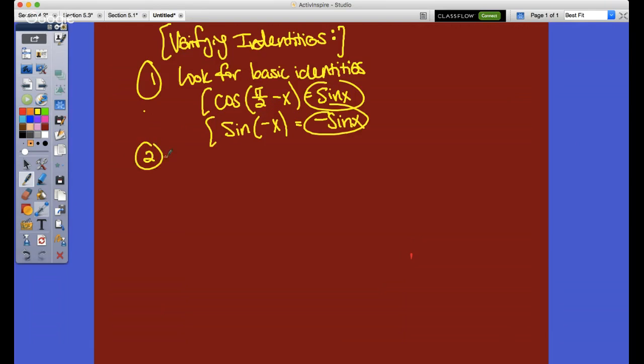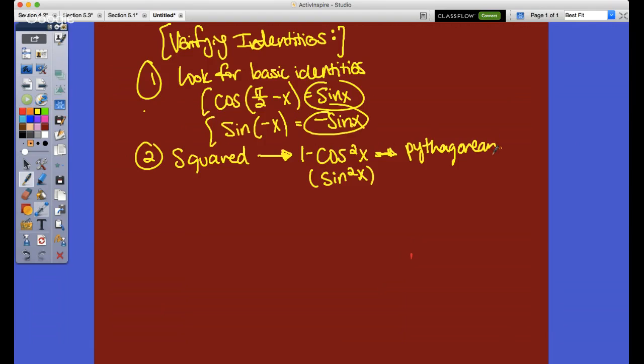The second thing I like to do is look for whether there is anything that is being squared. This kind of goes with number 1, so this could be underneath it. But if there is anything squared, especially if I have something like 1 minus cosine squared of x, knowing that I could plug in sine squared for this, that involves my Pythagorean identities. If I see something that's squared, it's not all the time, but definitely a strategy is plugging in and simplifying using Pythagorean identities.